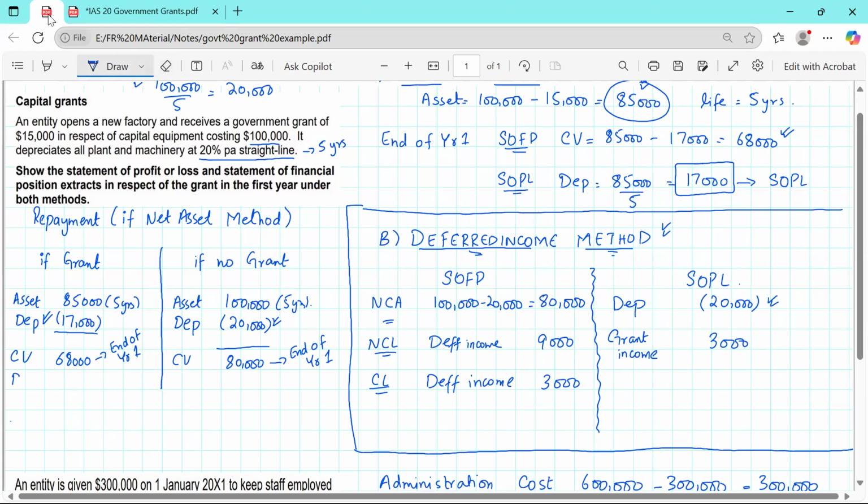So let's say second year depreciation 17,000 here, and this would have been 51,000, and depreciation 20,000 here. So this would have been 60,000. End of year two. Actually, the space is really less. That is the problem. End of year two.